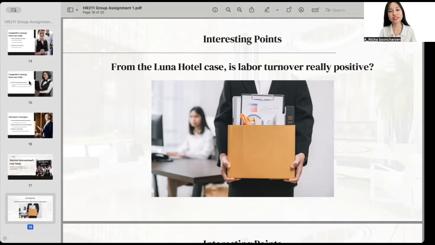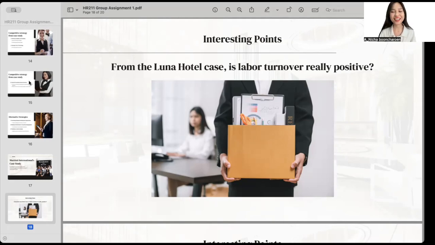The Luna Hotel case says that they think labor turnover can be a good thing, like a blessing in disguise, because it's natural wastage. Natural wastage is a new word for me, and I really like it because it's very interesting. Natural wastage is when employees leave the company naturally. Maybe it's a good thing that employees with bad performance just leave naturally. We don't have to fire them. And then we're gonna have better people coming in.